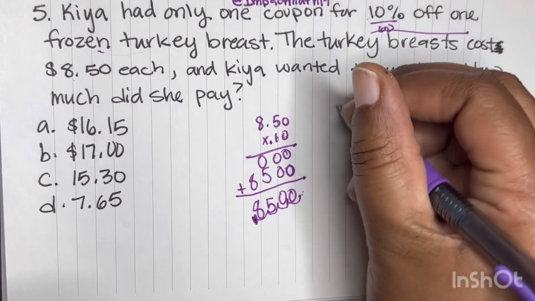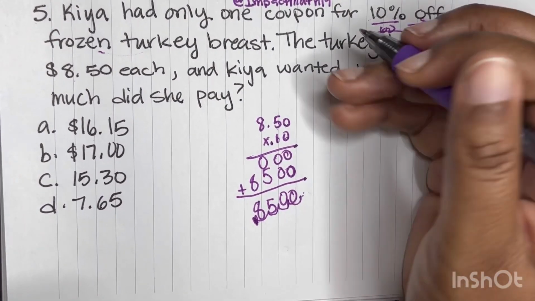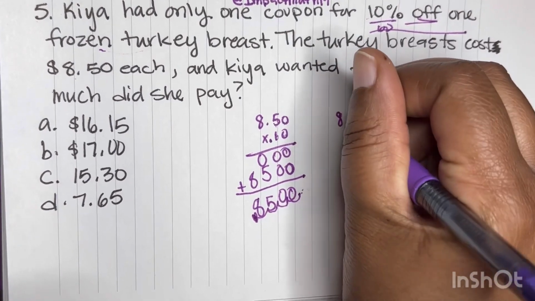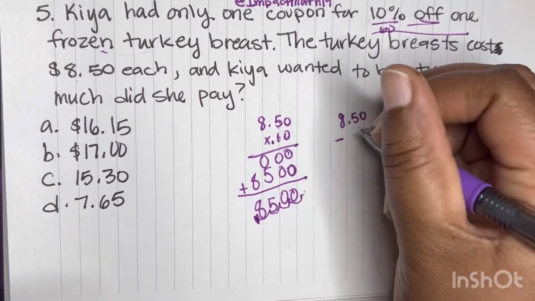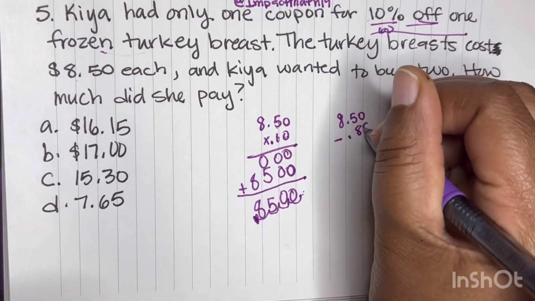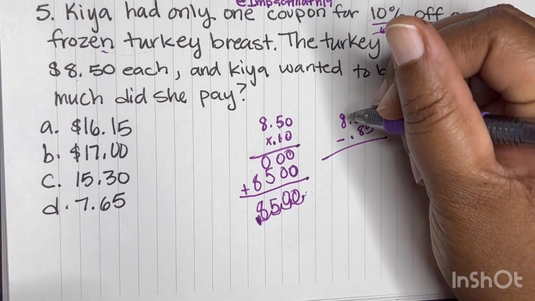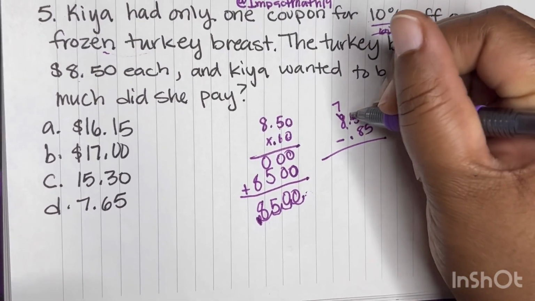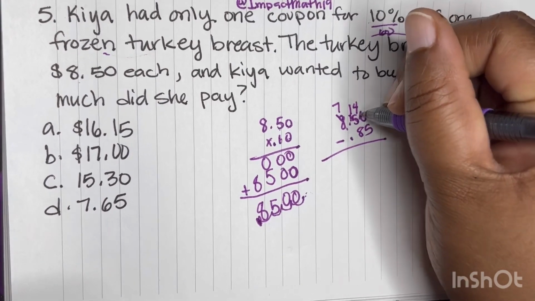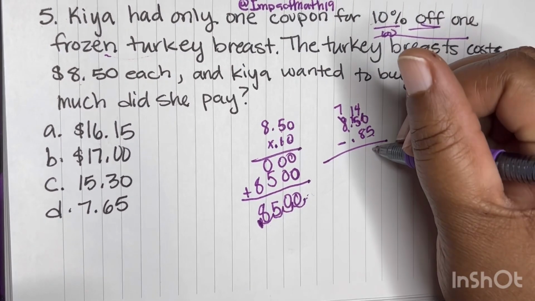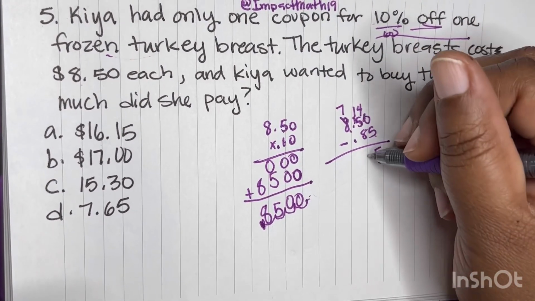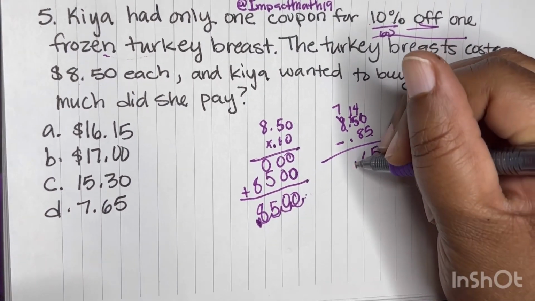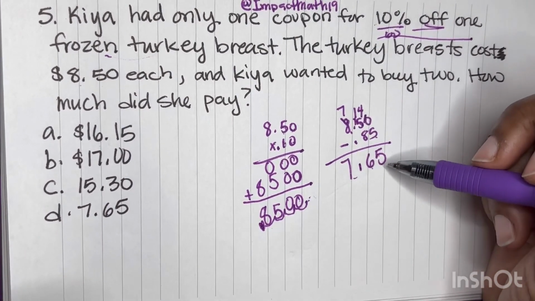So if we want off, that means we have to subtract. So we're going to do $8.50 minus 85 cents. So we will borrow 7, make this 15, make this 14, make this 10. 10 minus 5 is 5. 14 minus 8 is 6. And so it would be $7.65.